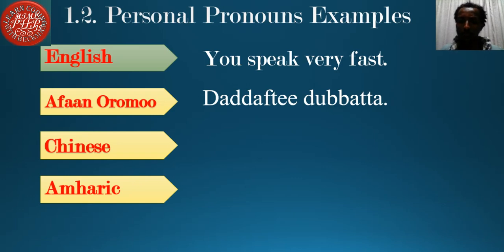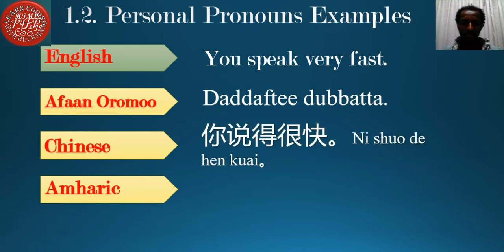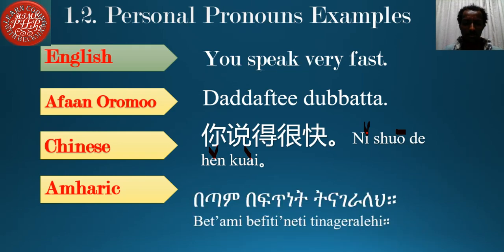In case of Chinese, we used to say 你说的很快. I will put some tones: on 你 the third tone, on 说 I will put it on the o, 的 no tone needed, 很 the third tone, 快 the fourth tone, like this. When we read or speak in Chinese, 你说的很快, like this.